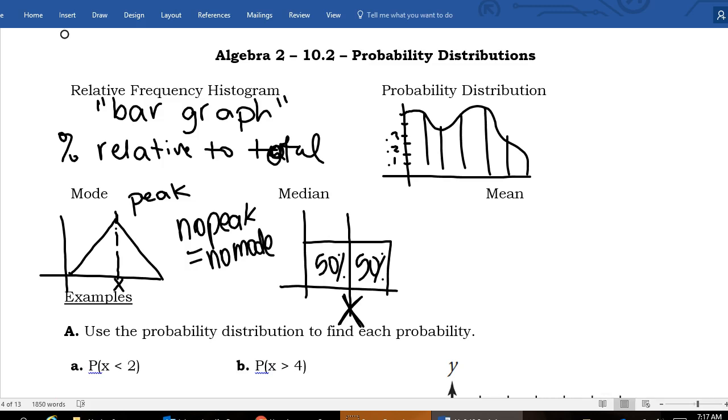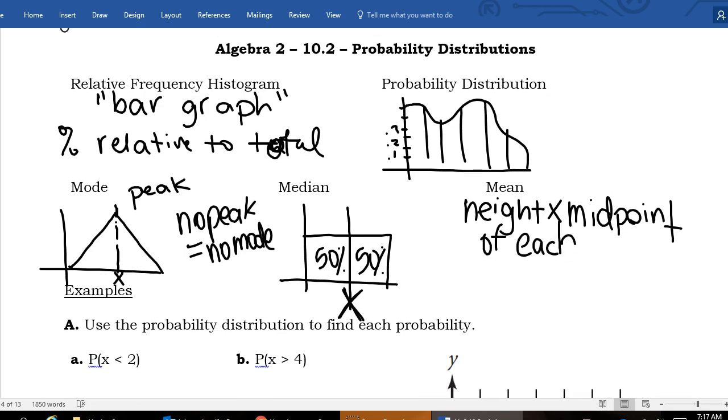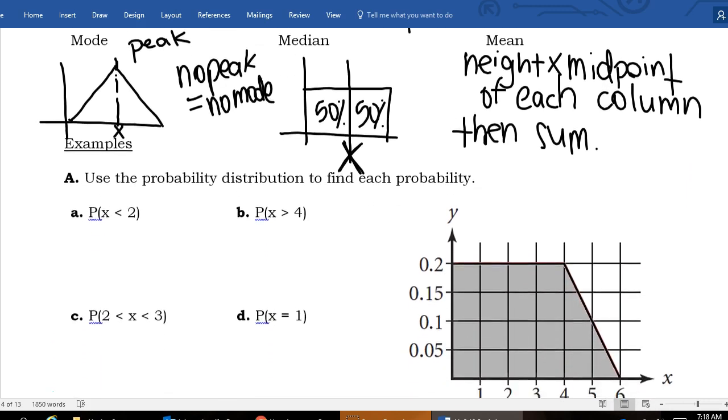The mean is kind of complicated. To calculate the mean, you need to take the height times the midpoint of each column. Sorry, my screen keeps moving a lot. And then sum them. So that's how to do mean and how to do median and how to do mode. Let's look at a couple of examples.